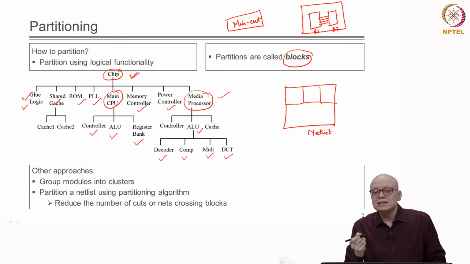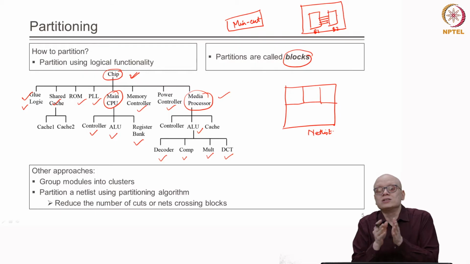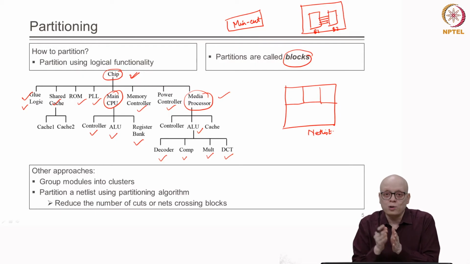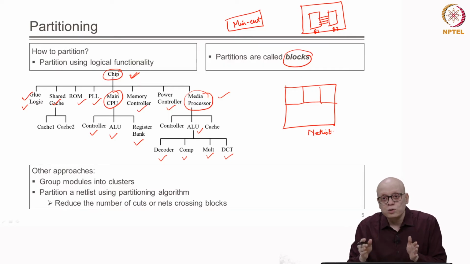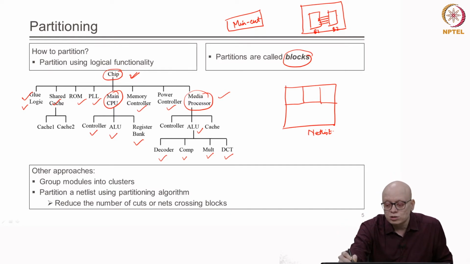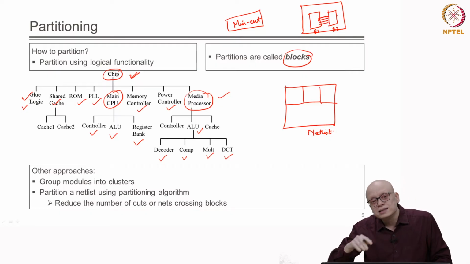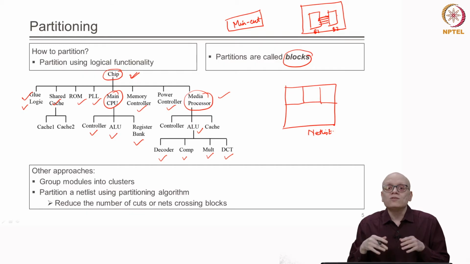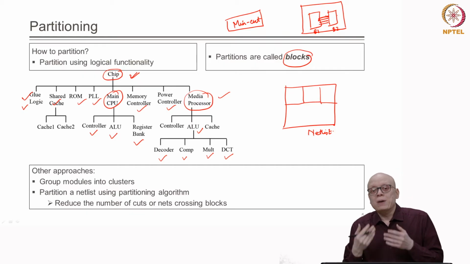The second reason is that if nets cross partitions or blocks, or lie in two blocks, then the timing of that net can be impacted and the delay can increase. The delay can increase because the net goes from one block, through the top level entity, and then again into another block, and therefore the timing of that net can be bad.